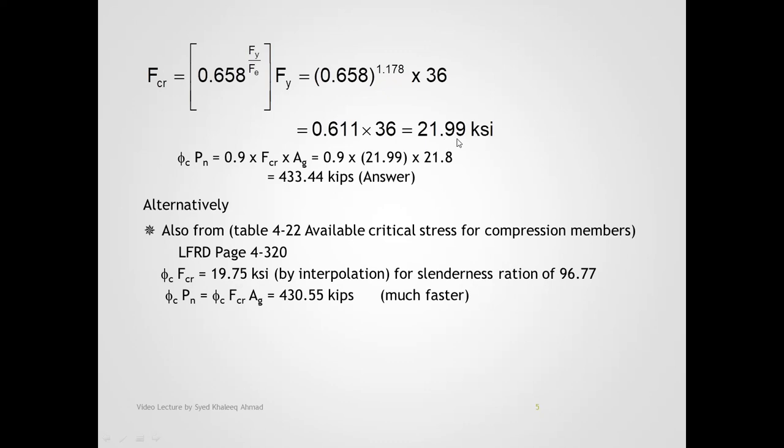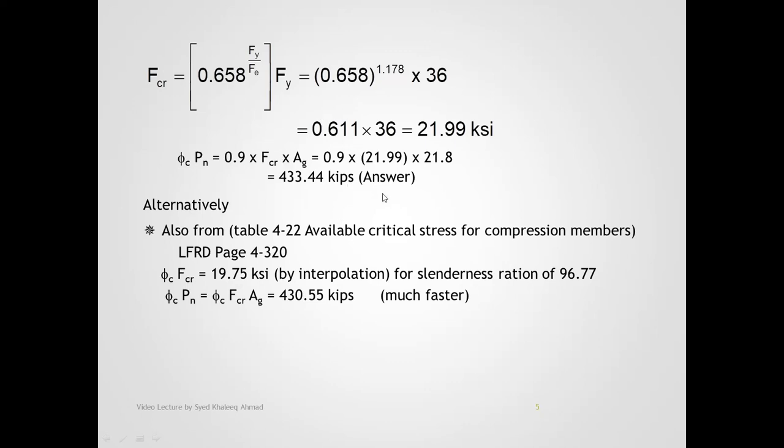21.99 ksi. So once we get the stress, we can find the value of our load, φPn. So 0.9 into Fcr, which is 21.99, multiplied by gross area, which is 21.8, that we have already taken from the steel sections table. So this comes out to be 433.44 kips.